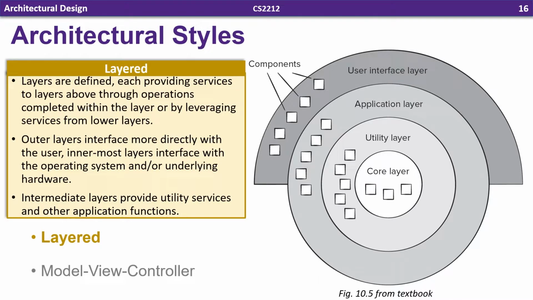In this way, outer layers interface more directly with the user, and the inner layers interface with the operating system or underlying hardware. Intermediate layers provide utility services and other non-user interface related functions. We can see each layer as becoming more abstract as we go towards the outer layer, and containing more low-level or hardware-specific details as we go towards the innermost layer.